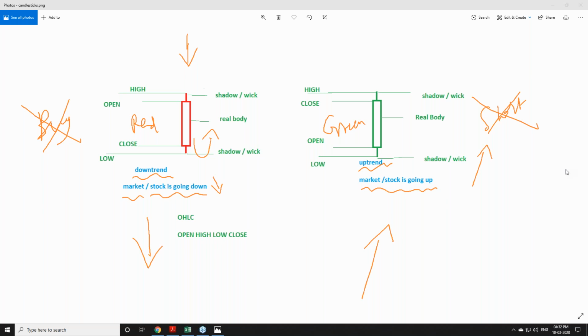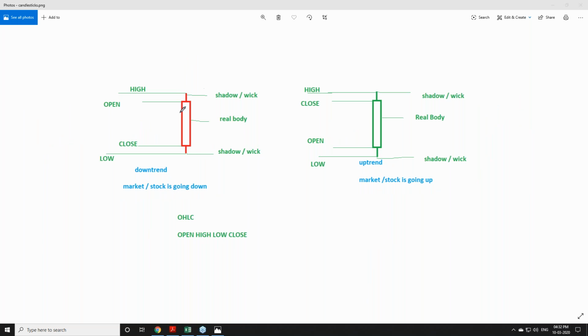Now, regarding the properties, you can see that all the candles will not have the same anatomy. It will be different, but more or less the parts will be the same. So this is called the real body.